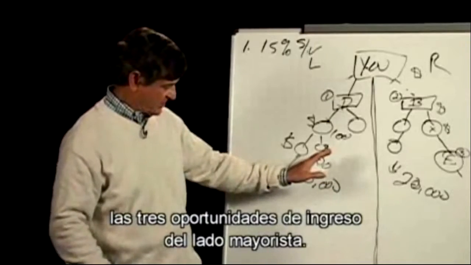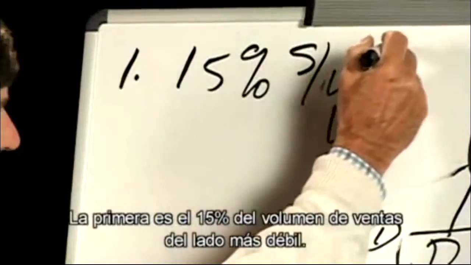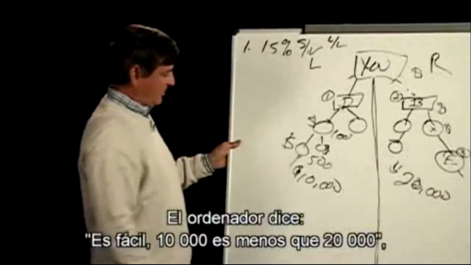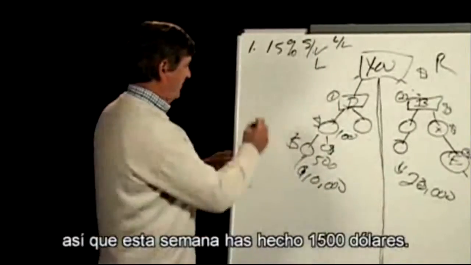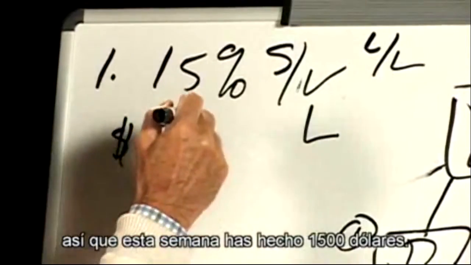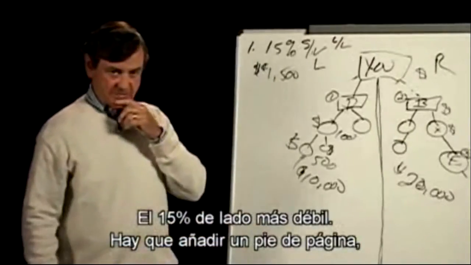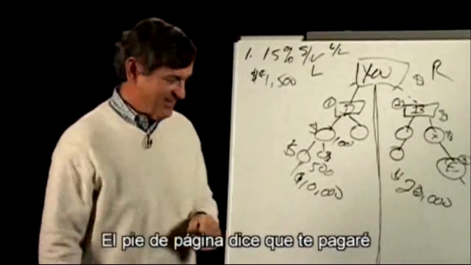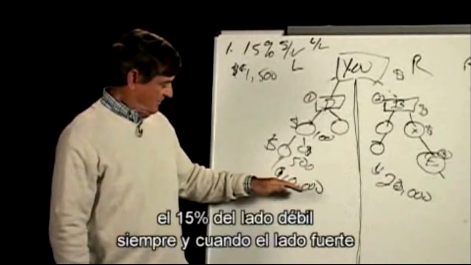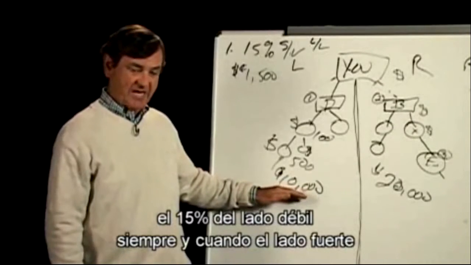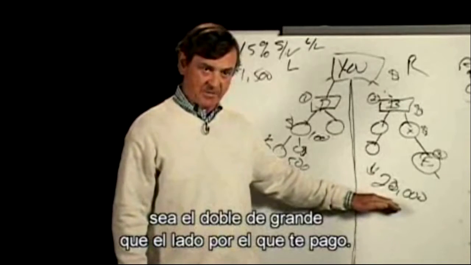income opportunities on the wholesale side. So the first one is 15% of all of the sales volume of the lesser leg. So the computer says, well, that's pretty simple. 10,000 is less than 20, so for the week you made $1,500. 15% of the lesser leg. Now, there's only one footnote to that, and the footnote is very important. The footnote is that I'm going to pay you 15% of the lesser leg every week as long as the stronger leg is twice as big as the number that I pay you on.